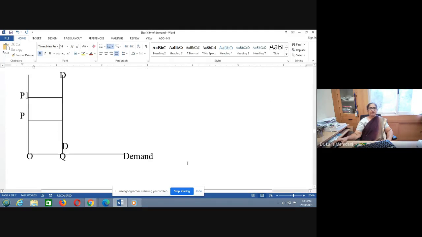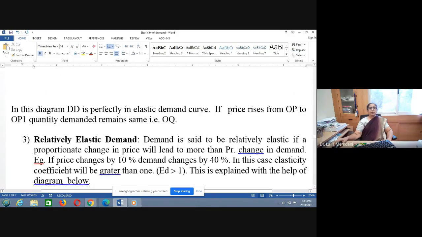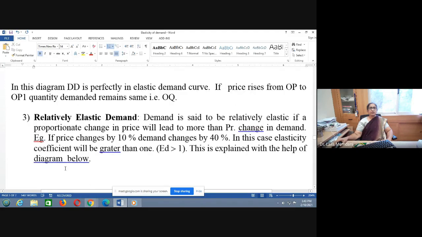In this, again, we have the DD demand curve. The original price is OP, the original demand is OQ. The price rises to OP1. There is no change in demand. It remains the same, OQ. The elasticity coefficient is equal to 0 in this case.